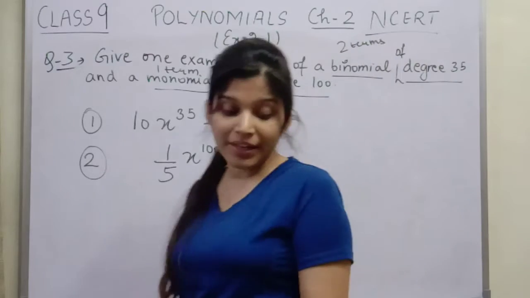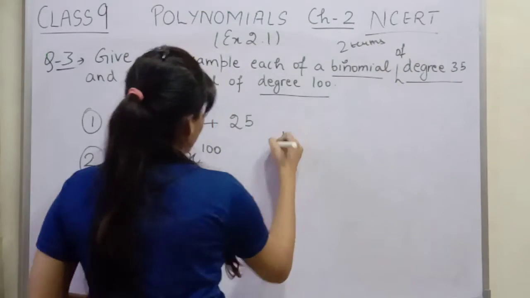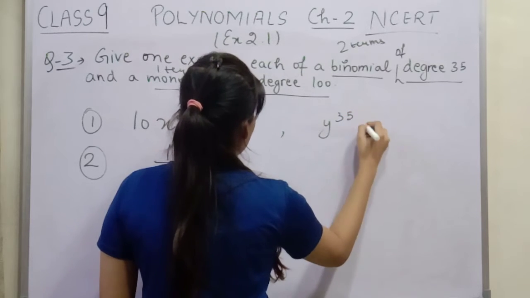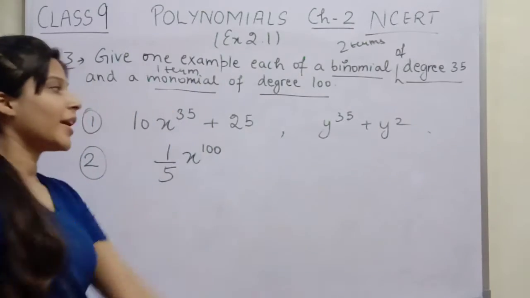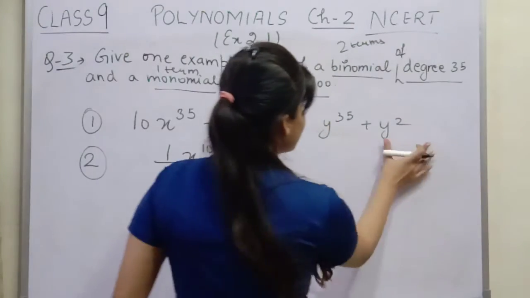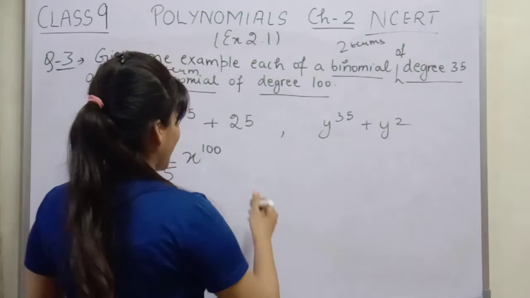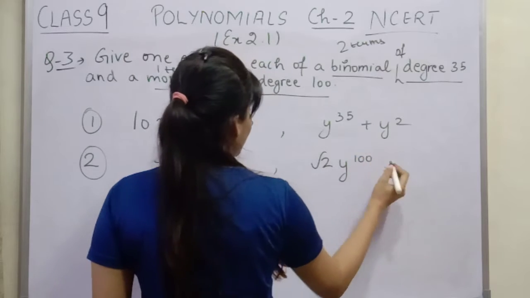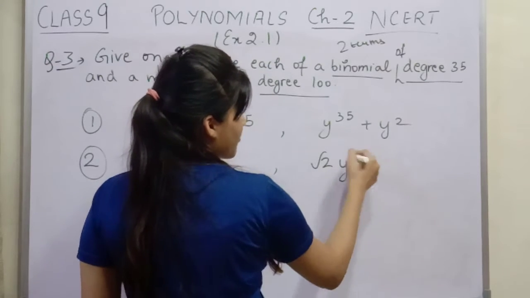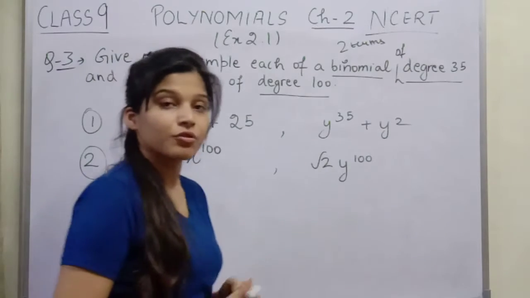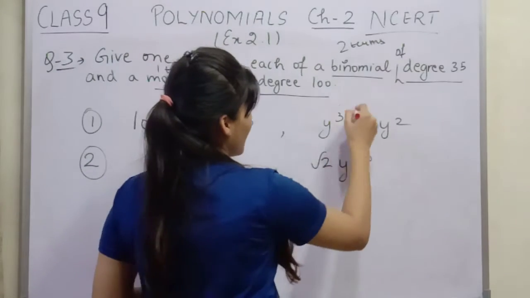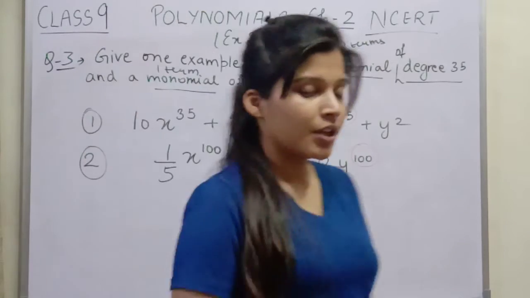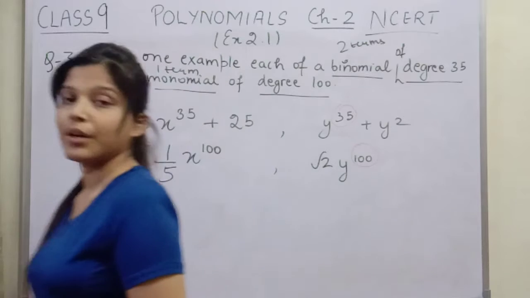You can note this down. We can give more examples like see यहाँ पे हम लिख देंगे y raised to the power 35 plus y square. This is also a binomial expression. Two terms है and highest power is 35, right? Here we can write root 2 y raised to the power 100. One term है and highest power is 100. So what we need here constant is this 35 and this 100. Okay. So this was question number 3. You can note this down. Then we'll be starting with question number 4.